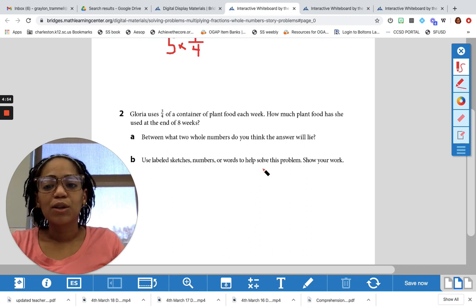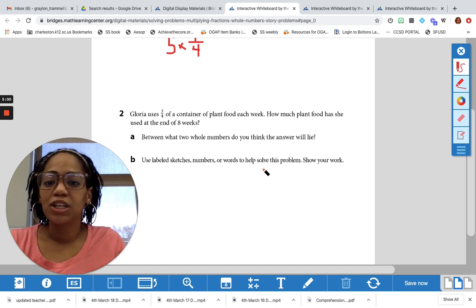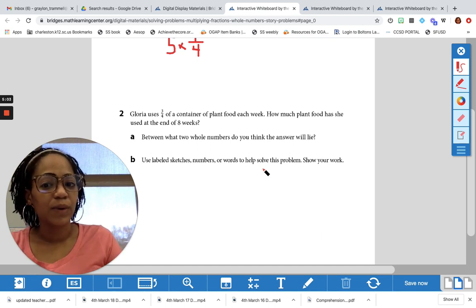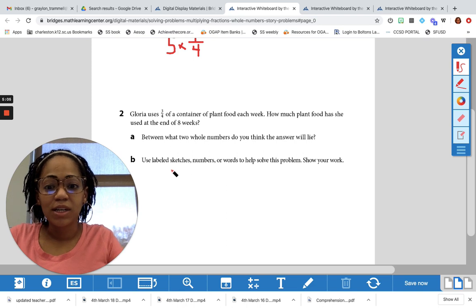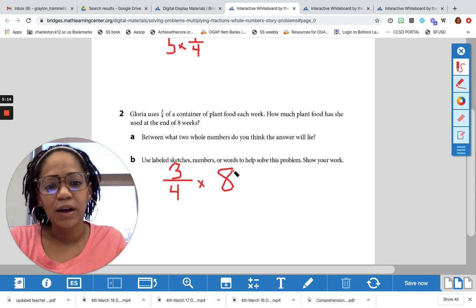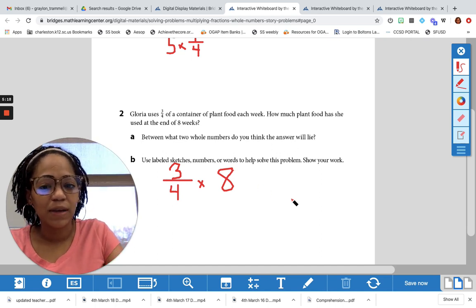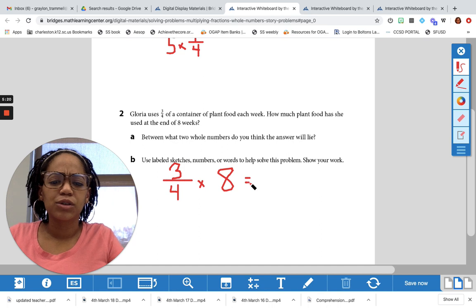And then we have number 2. Gloria uses 3/4 of a container of plant food each week. How much plant food has she used at the end of 8 weeks? So, again, I can tell you 3/4. Looks like we're doing 3/4 times 8. And this one, you're also going to have to figure out between what two whole numbers you think the answer is going to be.